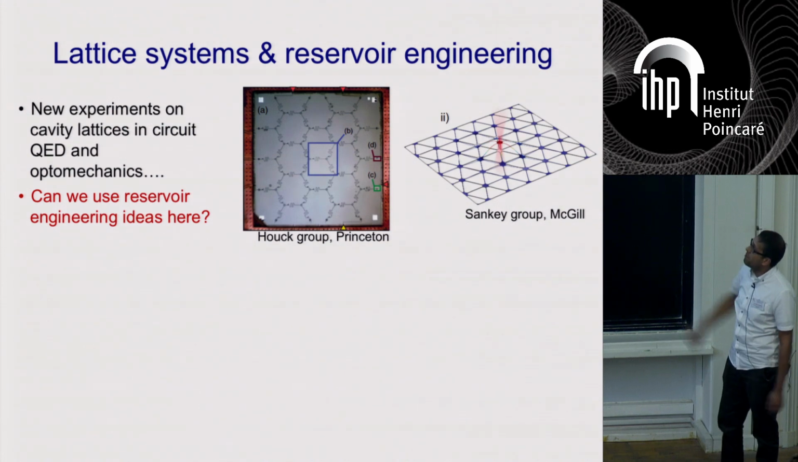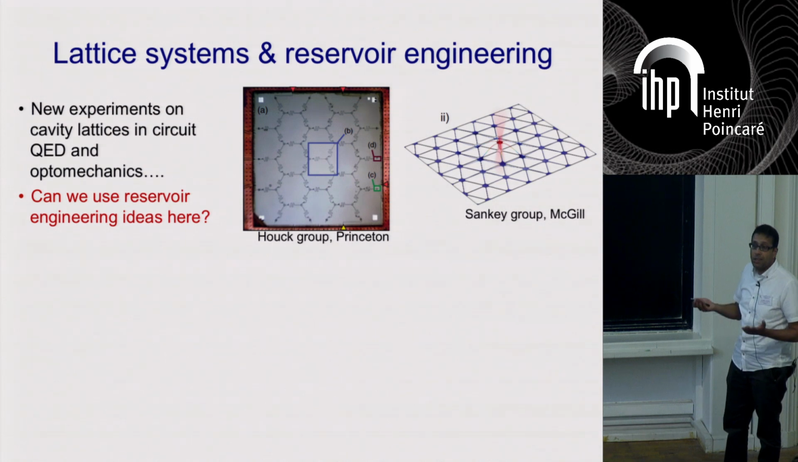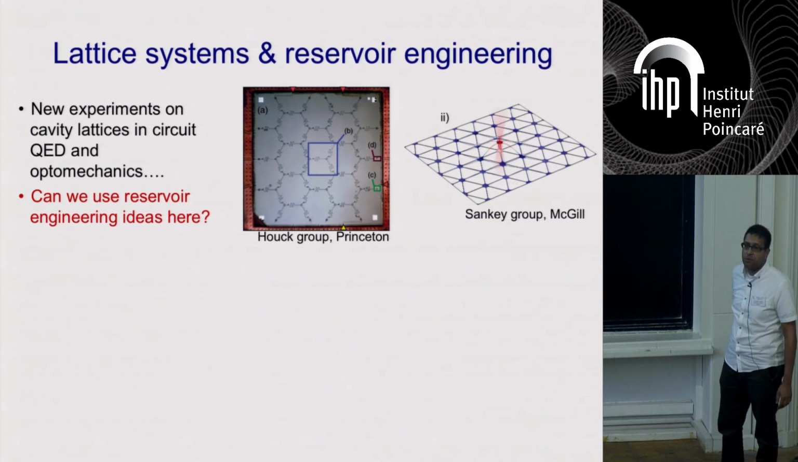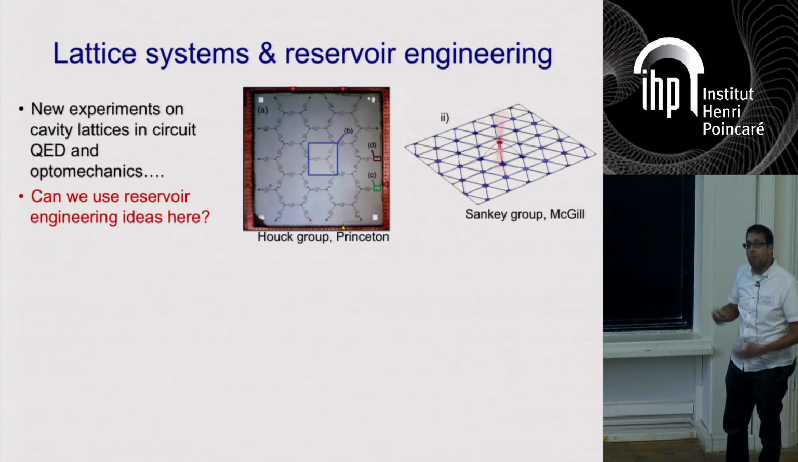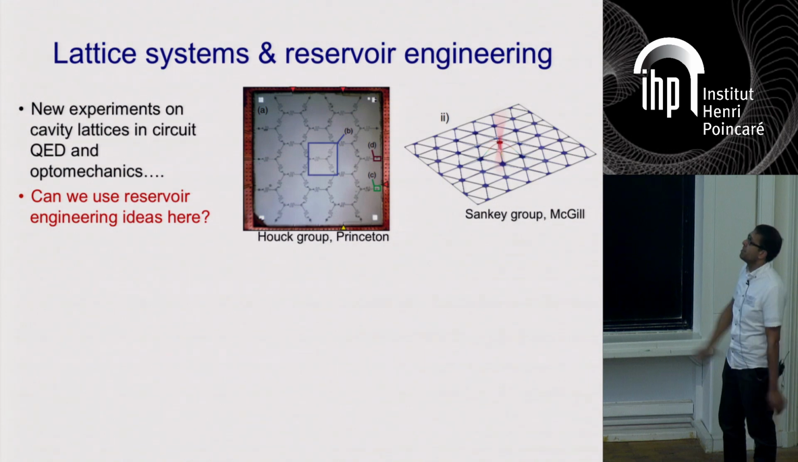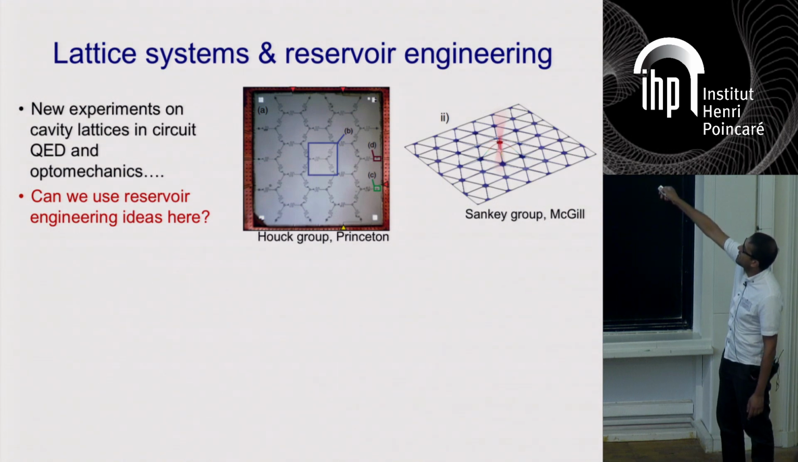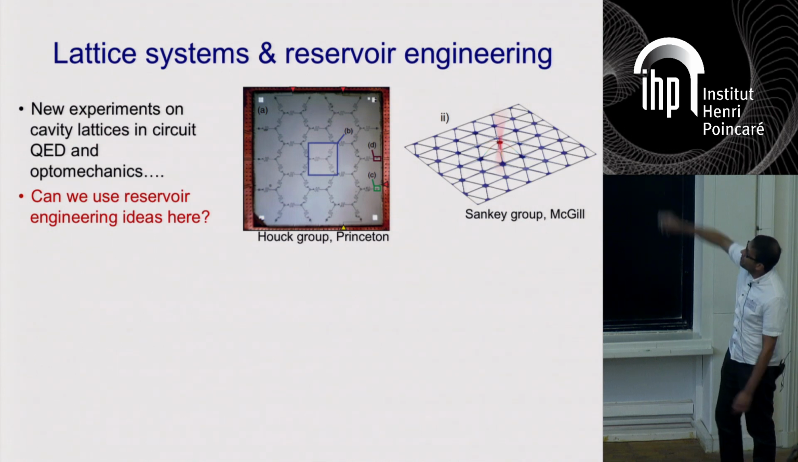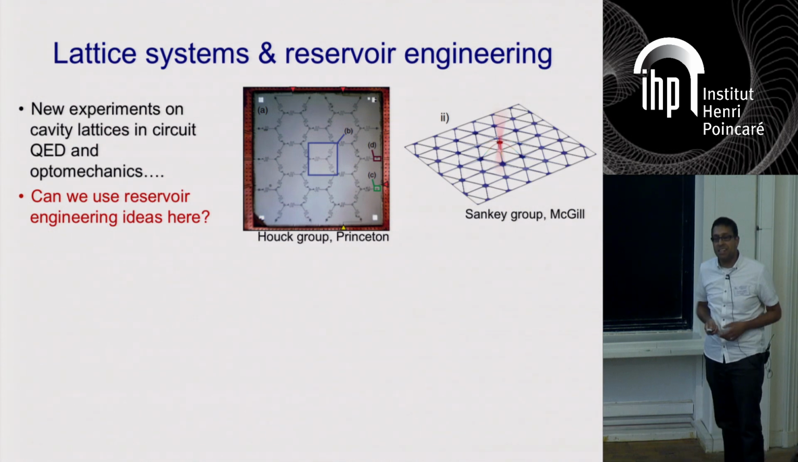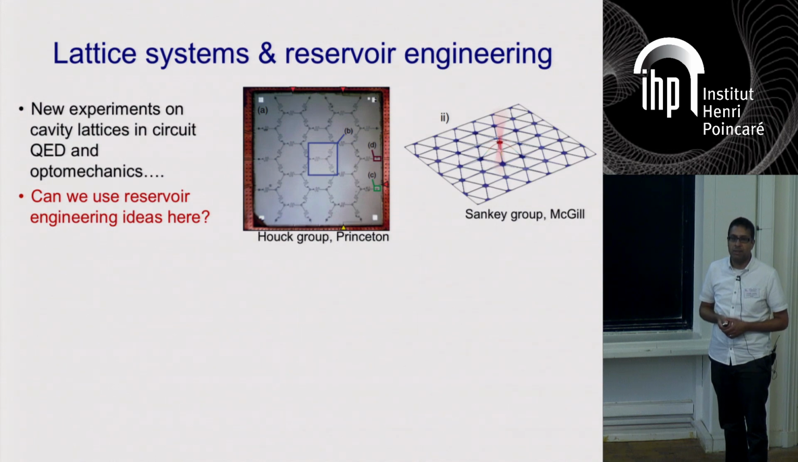So here's an experiment from the domain of circuit QED, from Andrew Houck's group at Princeton. What are you looking at here? You're looking at a lattice, or an array, of microwave coplanar waveguide cavities. Each one of those squiggly lines inside that box is one of your cavities. This structure forms a very interesting kind of lattice. It forms a Kagome lattice.